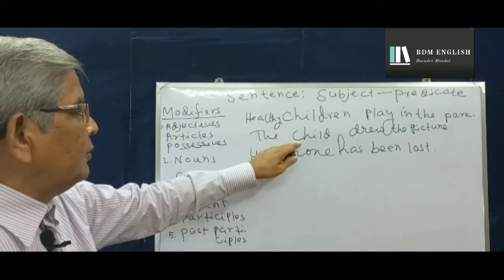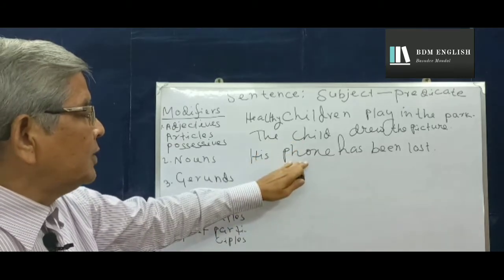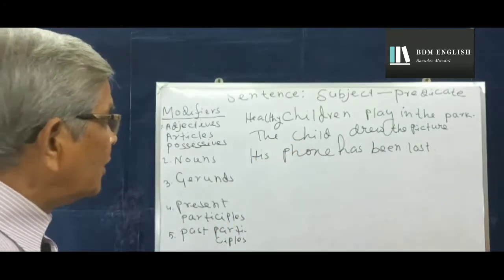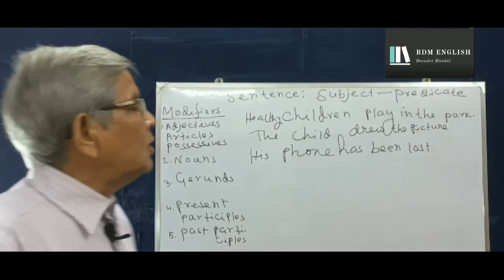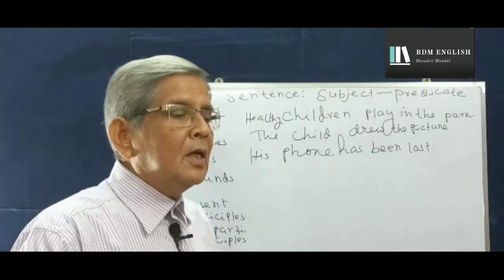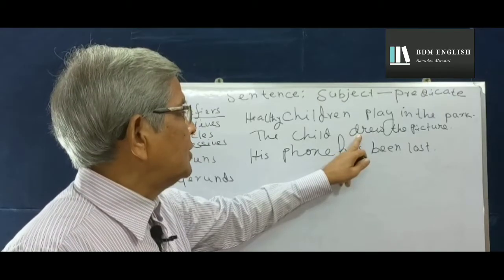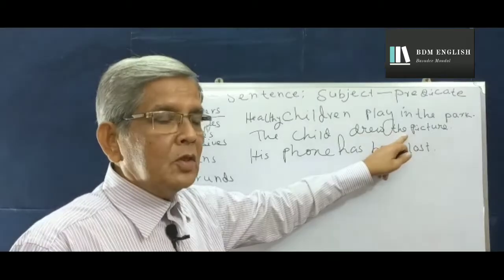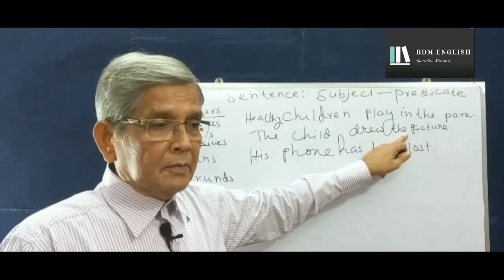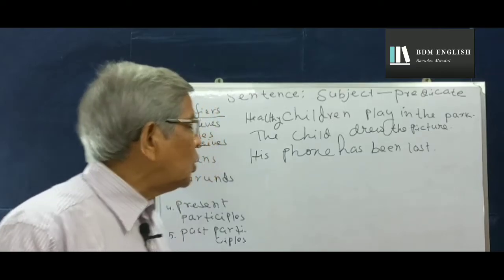Here the child, the singular child, is the subject of the sentence. Here the singular noun phone is the subject of the sentence. So nouns are mostly used as subjects of different sentences. But it is also used as the object of transitive verbs. Draw is a transitive verb because it requires an object to complete the predicate, to complete the minimum length of the predicate. And here the picture is the object of the verb to draw.